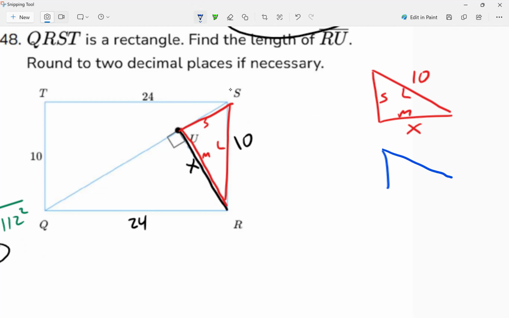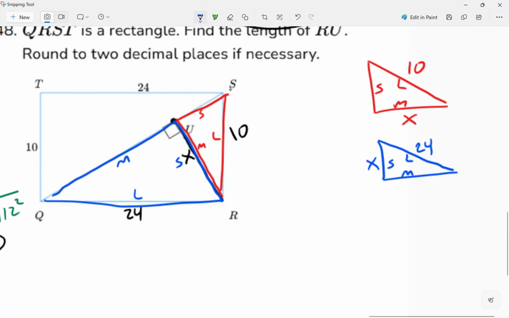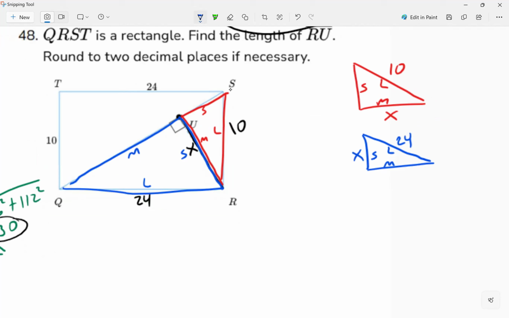Let me come up with the blue triangle. Again, these are not drawn to scale. So the small side is X, the medium side is blank, and the large side is 24. We cannot use those two triangles because they're not corresponding sides.